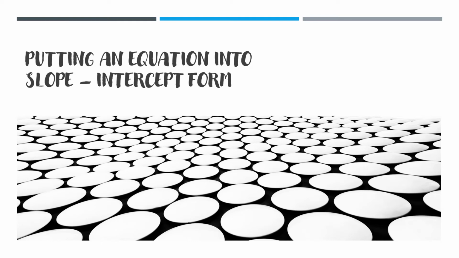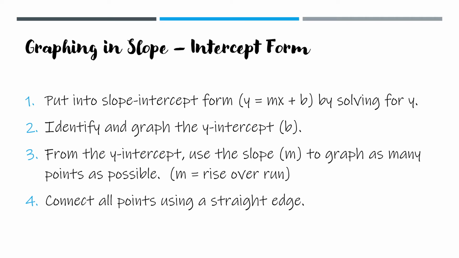Today we're going to talk about putting an equation into slope-intercept form. When we're graphing in slope-intercept form, we need to first make sure that the equation is in slope-intercept form, which is y equals mx plus b, by solving for y. Most often, something is in standard form and we want to rearrange it so that we have the y-intercept and the slope to be able to graph it.